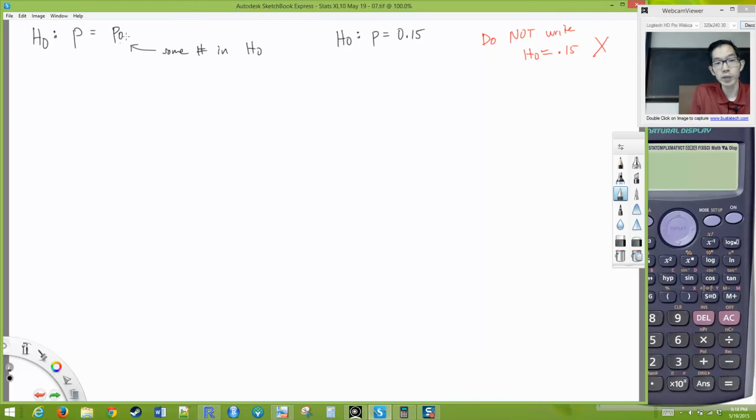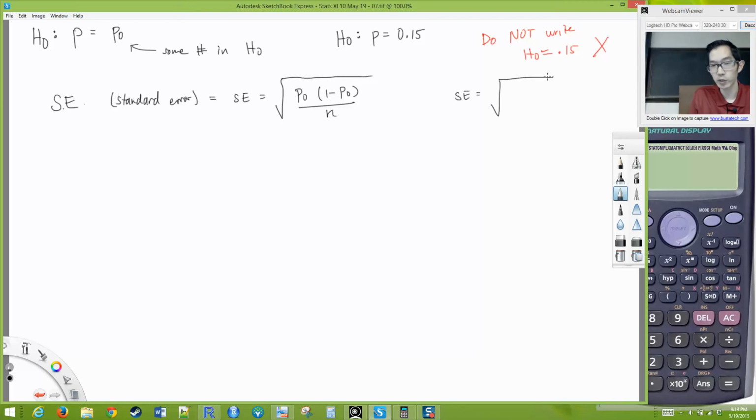So there are a few steps. One of them is to calculate your standard error. Your standard error is equal to the square root of the value in your null hypothesis, p0 times 1 minus p0, over n. So in this example, our standard error would be the square root of 0.15 times 1 minus 0.15 divided by n, whatever n is given in our data.